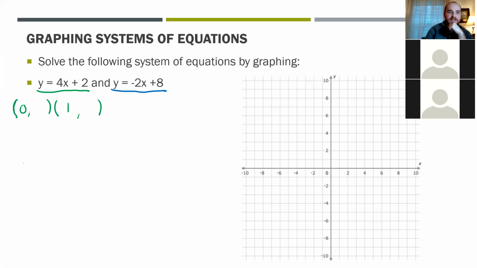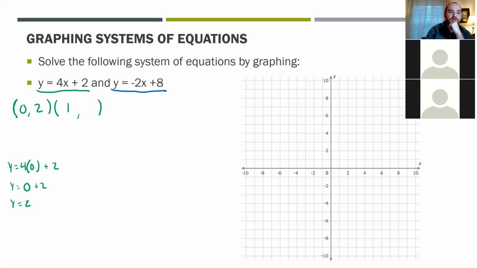So we're just going to plug in this. We're going to start with the 0. We're going to just plug this in wherever we see x in our formula. So y equals 4 times 0 plus 2. 4 times 0 is 0 plus 2. And 0 plus 2 is 2. So our first point is 0, 2. That one should be pretty easy.